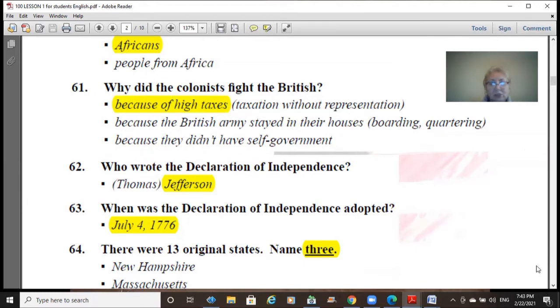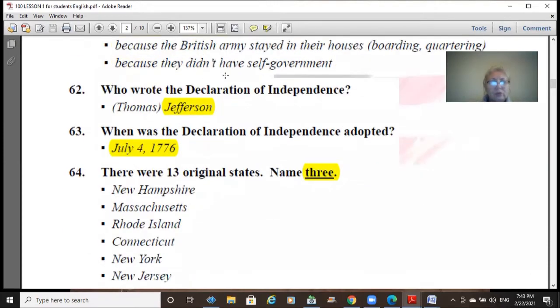Number 62, who wrote the Declaration of Independence? Jefferson. So you can just remember the last name Jefferson. Number 63, when was the Declaration of Independence adopted? Please remember this date, July 4, 1776.